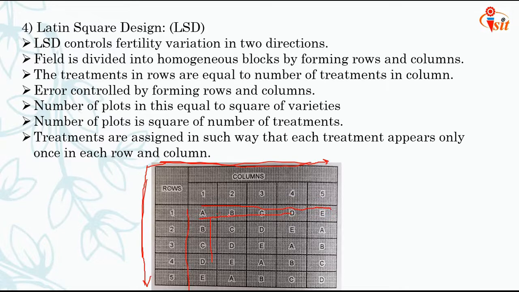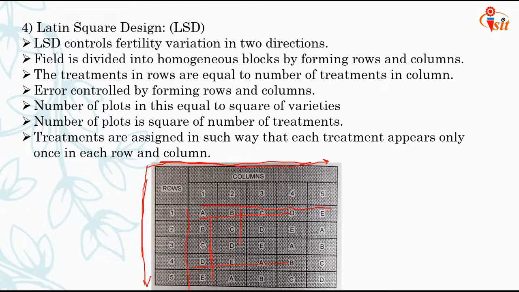If you take an example of B here, then that B will occur only once in a row and only once in a column. Okay. If you take an example of that D, then that D also occurs only once in a row and only once in a column. So the treatments are assigned in such a way that each treatment appears only once in a row and only once in a column. This is important for you.